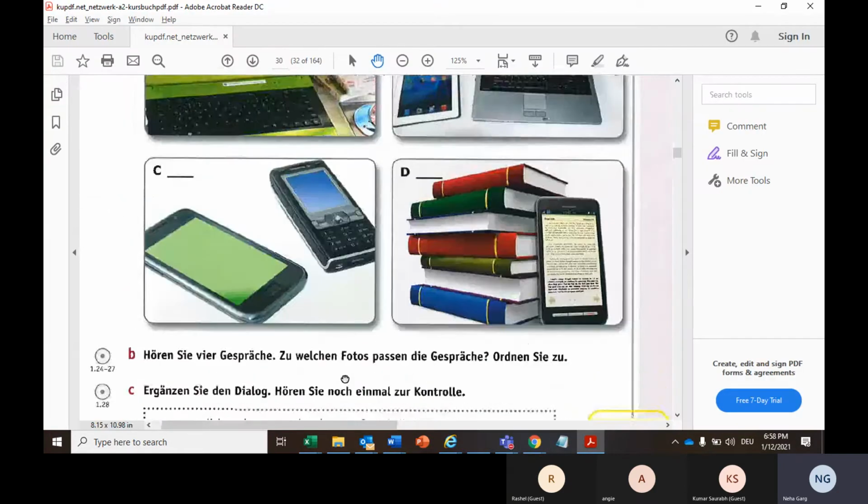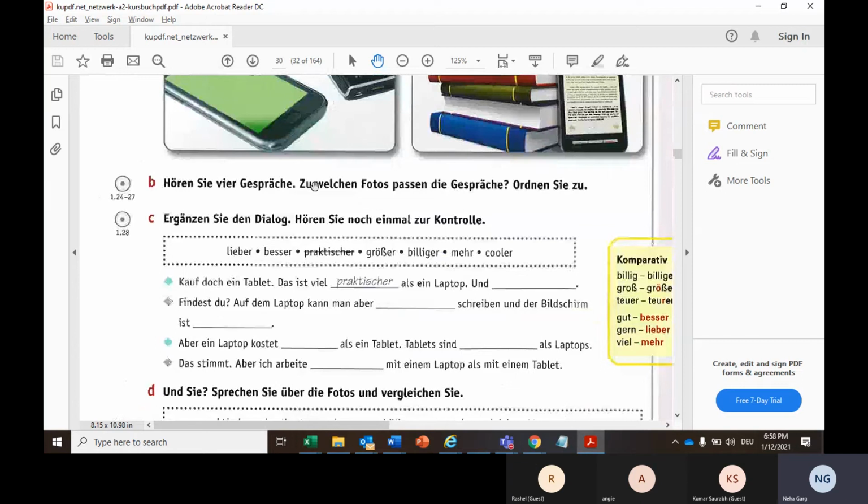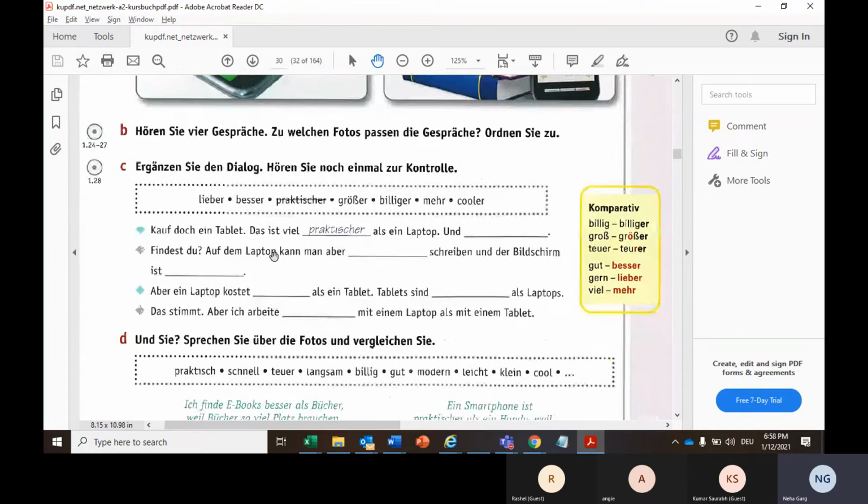Okay, so now we are doing this exercise 4C. Ergänzen Sie den Dialog. Hören Sie noch einmal zu. So what you have to do, you have to listen to the conversation and then you have to fill in these options in the blank. I'll play the audio 2 times. So these are like a conversation where 2 people are comparing few things.